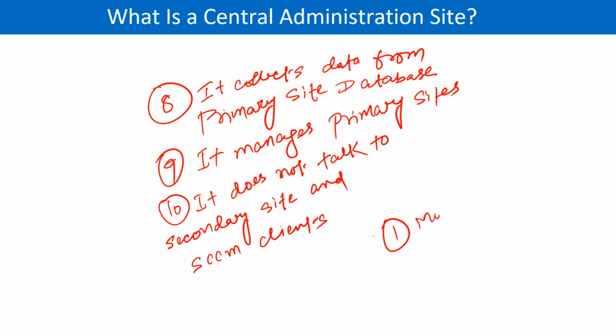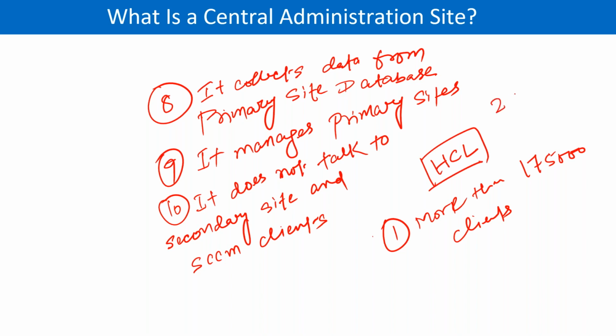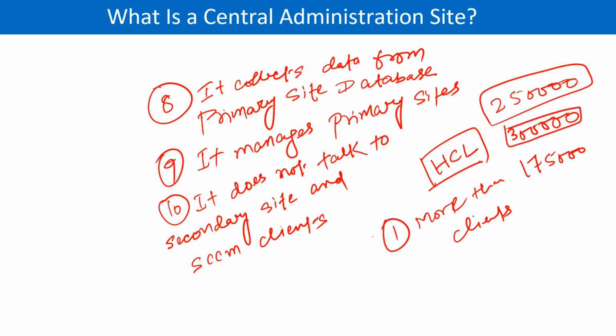more than 175,000 clients. Okay, suppose there is a company, right? Let's say HCL, for example. HCL has got somewhere around 250,000 employees all over the globe. So these 250,000 employees, they need computers. Plus HCL will have servers, right? So total, for example, HCL has got around 300,000 devices. 3 lakh. 300,000 devices.